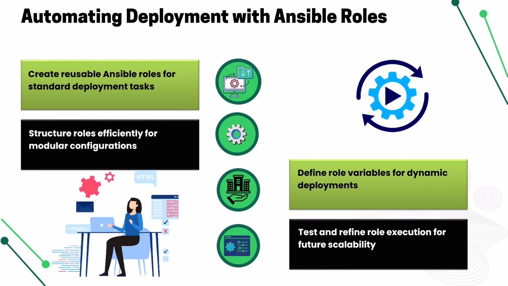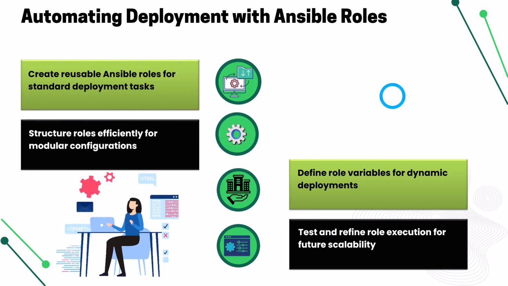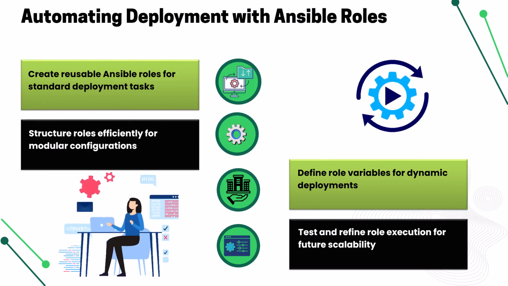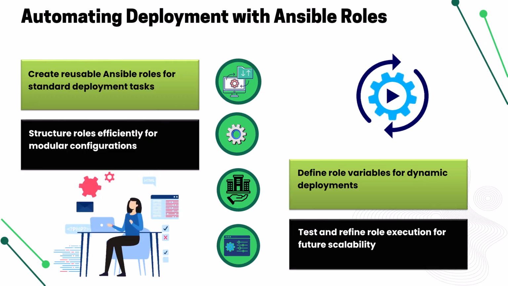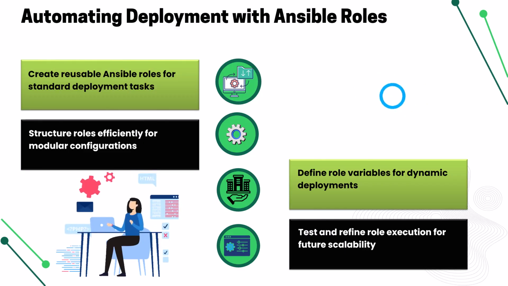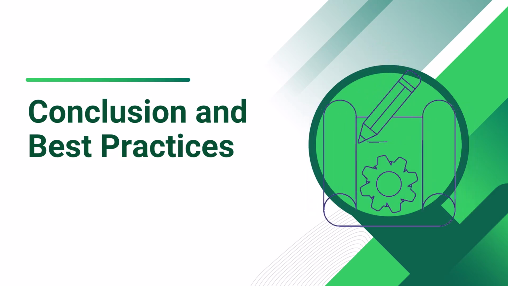Automation is the name of the game, and Ansible roles are the MVPs. We build reusable roles so we don't have to manually configure everything each time. Then we organize our roles neatly, because a messy setup leads to messy deployments. We introduce dynamic variables to handle different scenarios. And finally, we test and fine-tune our roles. Future deployments. A breeze. So what have we learned?